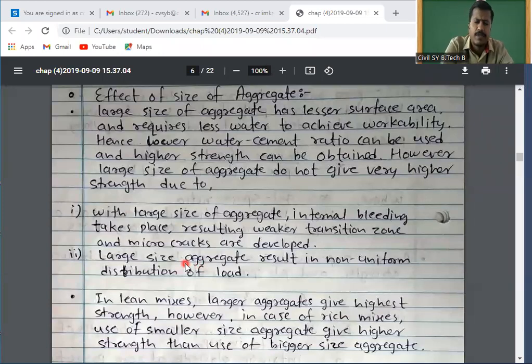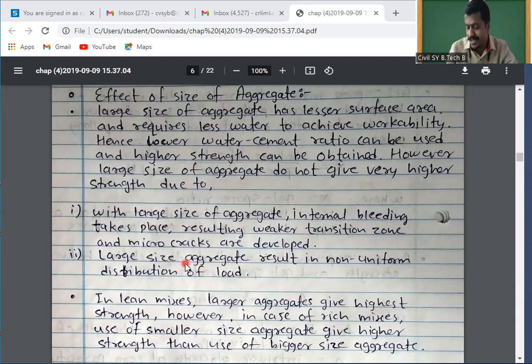See, as per our IS 10262:2019, some sizes of the coarse aggregates are mentioned, correct? You are going to use 25 mm size coarse aggregate, or 20 mm size coarse aggregate, or 12.5 mm size coarse aggregate. Okay, you have the freedom, but you are going to cast a concrete of M20 grade.